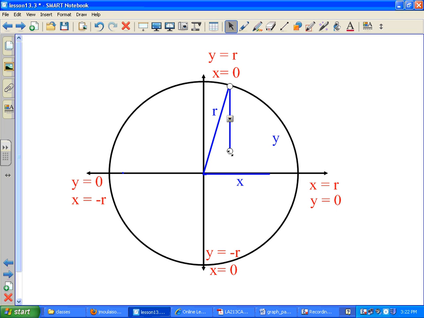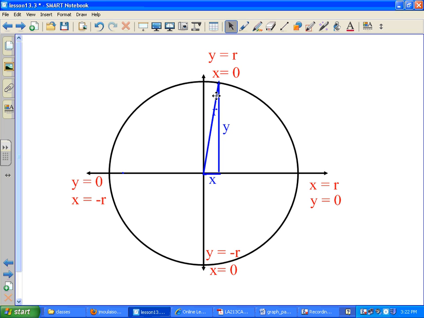As I bring that angle towards 90 degrees, that terminal ray, I can see that the y value has increased while the x value has decreased. r has remained the same, it's simply the radius of the circle. And if I keep bringing that in this direction, the x value is going to continue to get smaller, and the y value continues to get bigger. And really what the y value is doing is it's approaching r.